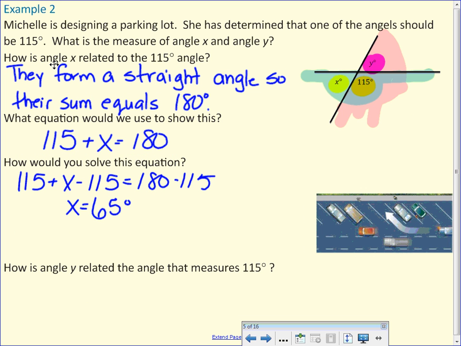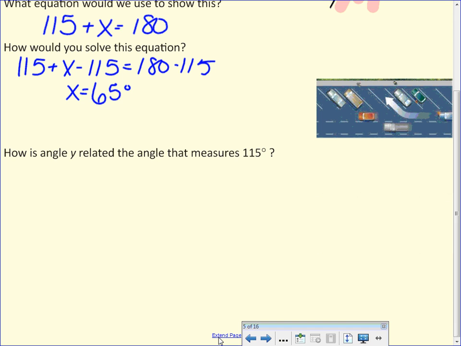Look at the two put together, the pink. What do we know? Yeah, these two form a straight angle.